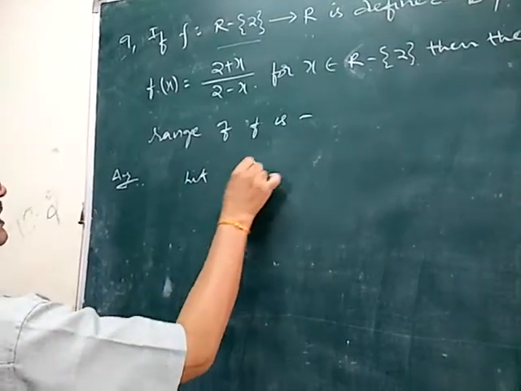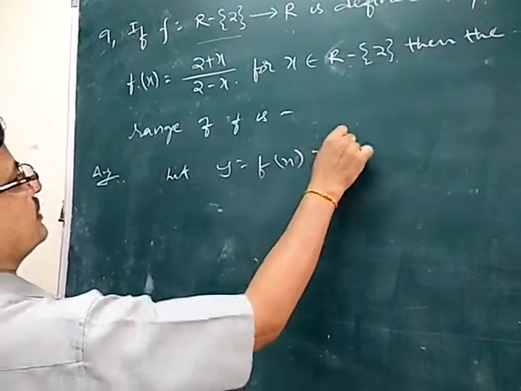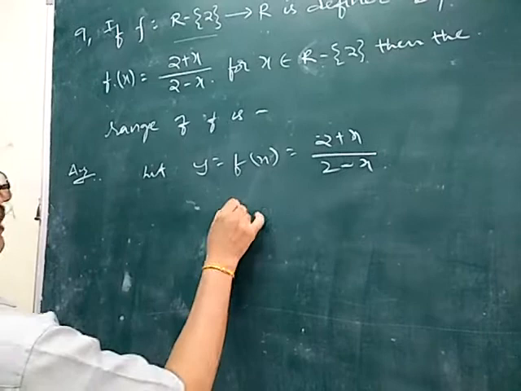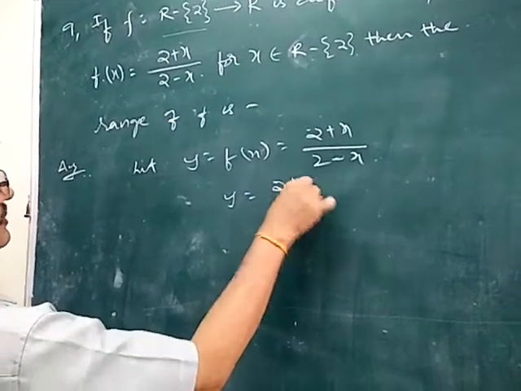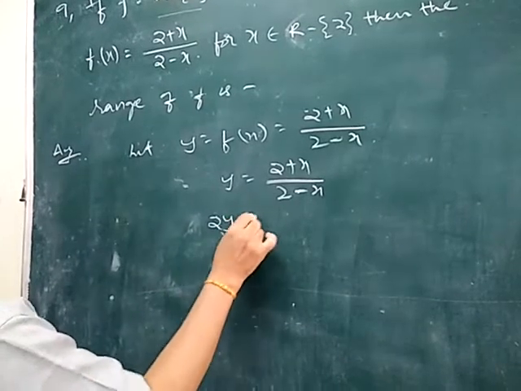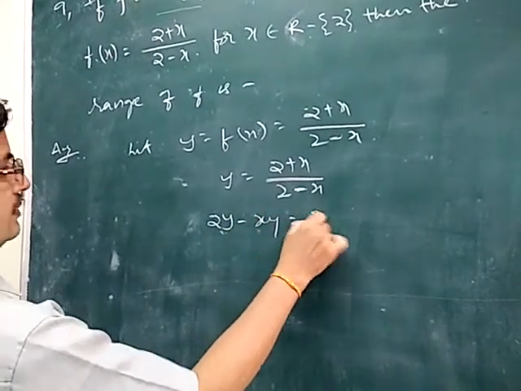Let y is equal to f of x, that is equal to 2 plus x by 2 minus x. y is equal to 2 plus x by 2 minus x. Applying cross multiplication, xy is equal to 2 plus x.